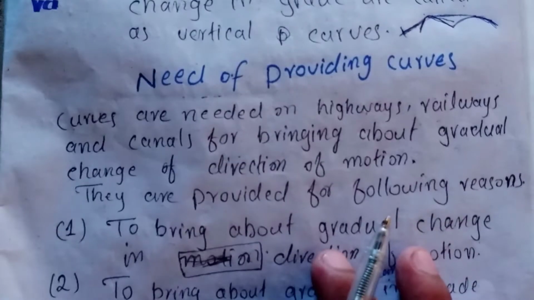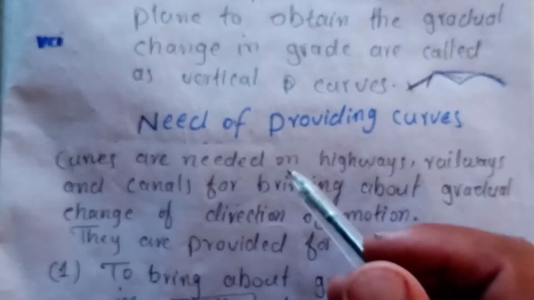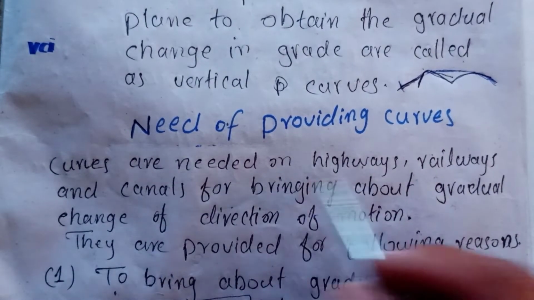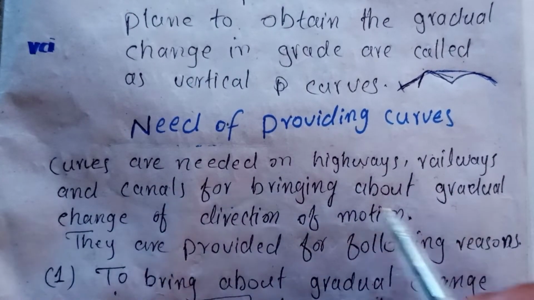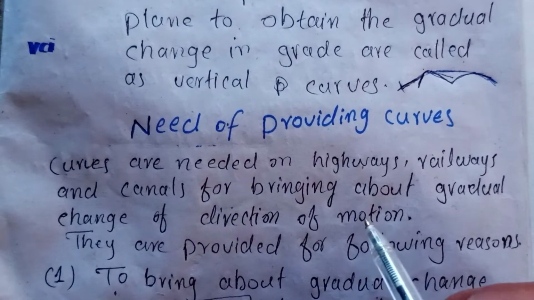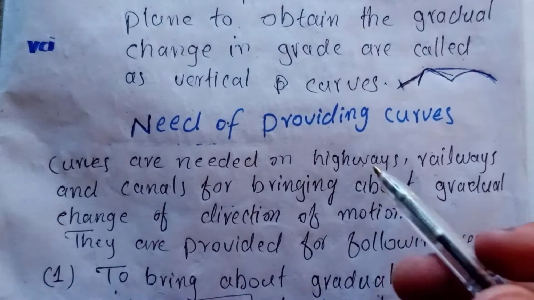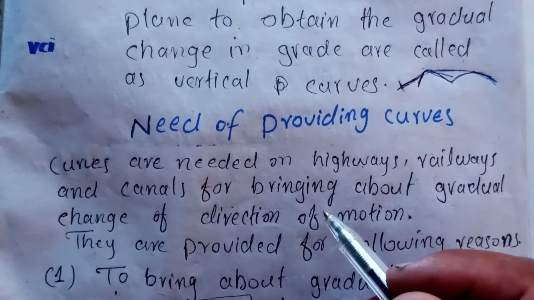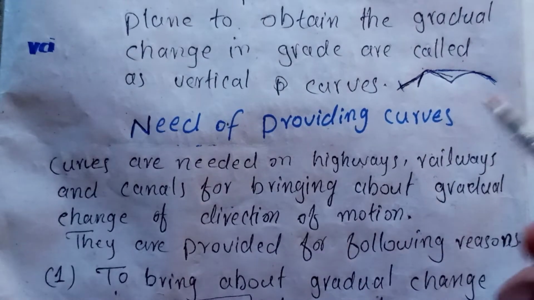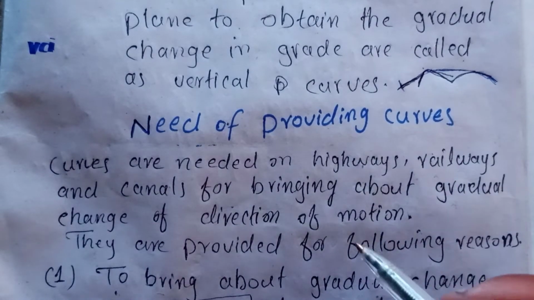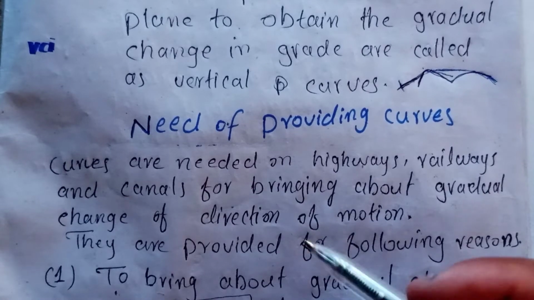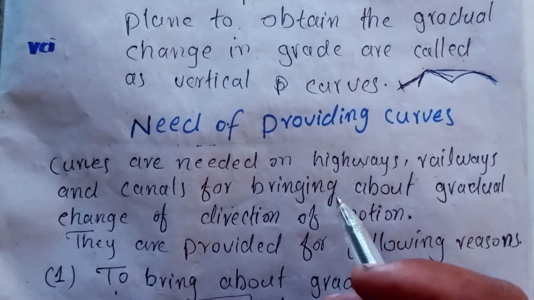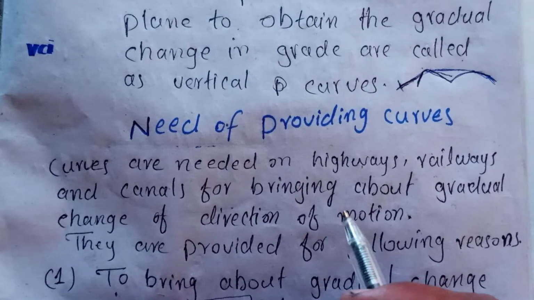Now, as you know, why do we provide a curve in a project? Curves are needed on highways, railways, and canals for bringing about a gradual change of direction of motion. Therefore we provide a curve in highways, railways, and canals because we have to get a gradual change of direction of motion, just like a vehicle going from one point to the other.